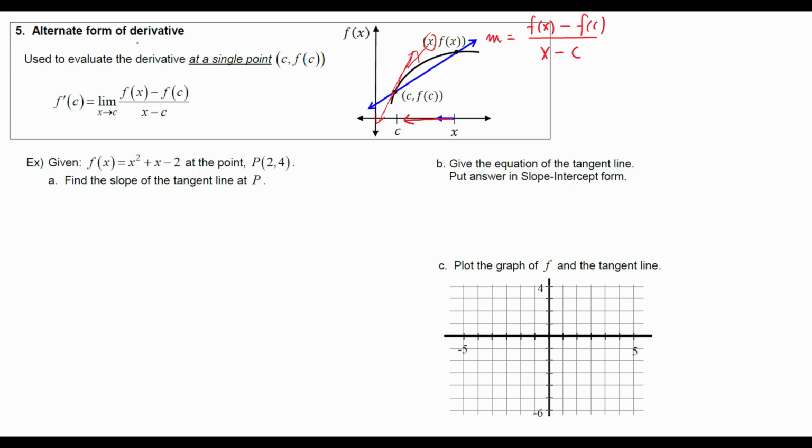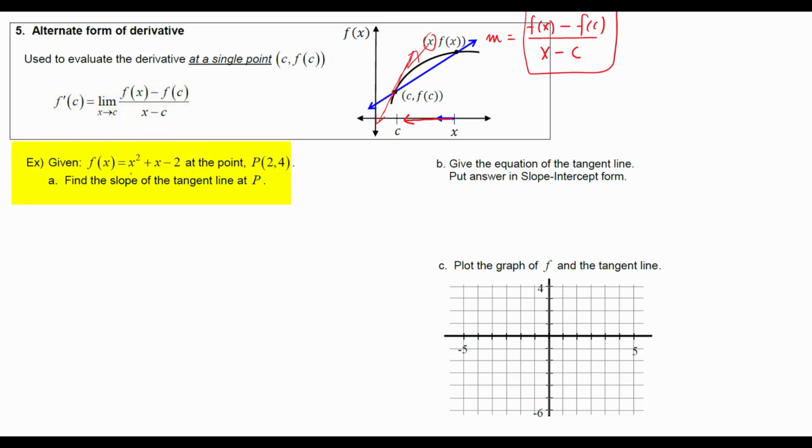If you need multiple points, then it's better to have a slope function and just plug in different x values. But if you're only going to get one of them, you might as well get it right away. So f prime of c is equal to what we just found, the slope of the secant line, but you send x to c instead.